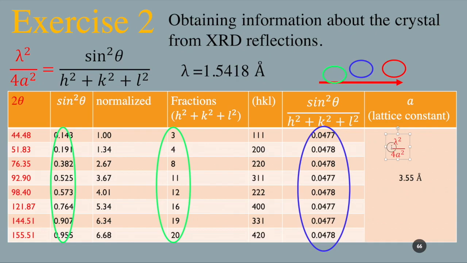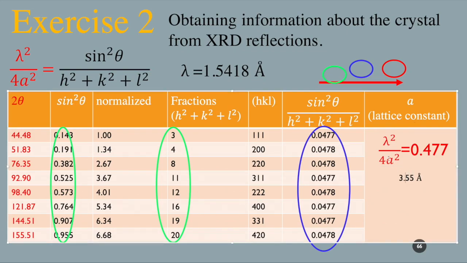Okay, because now we know the value of this one. It is equal to how much? 0.47. So we know the value here, and from here we can easily calculate 0.47777. This is exactly equal to this, and from here we can obtain the A. So A equals 3.9.